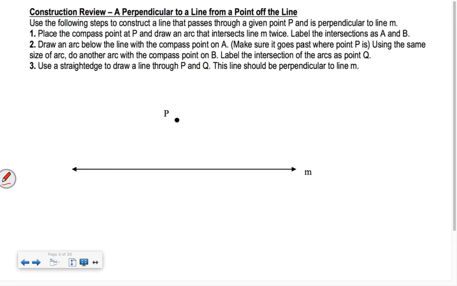All right, so let's do a little construction review. So do you guys have your compasses and protractors? Well, compasses and straight edges. You can grab one up here.